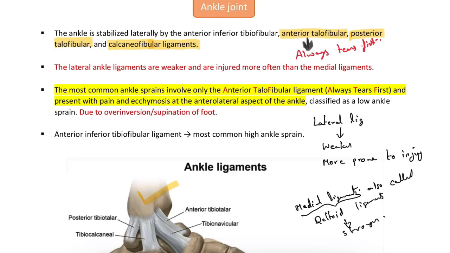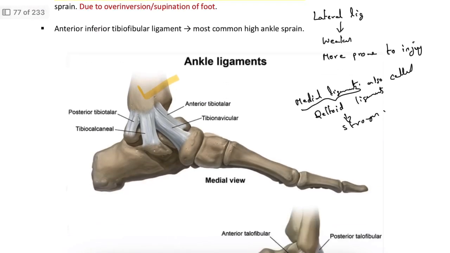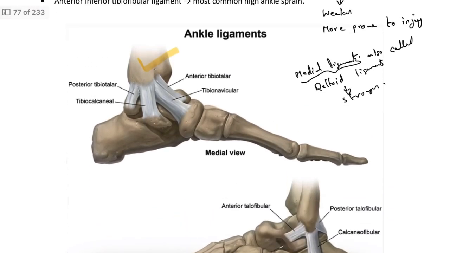Next one, medial ankle ligaments. These medial ankle ligaments are also known as deltoid. Now let's look at the medial or deltoid ligaments, which are stronger and less frequently injured. The medial ligaments are the anterior tibiotalar, posterior tibiotalar, tibiocalcaneal and tibionavicular. Their function is to resist eversion of the ankle. So injury to the deltoid ligaments is rare and often associated with fractures or severe trauma.